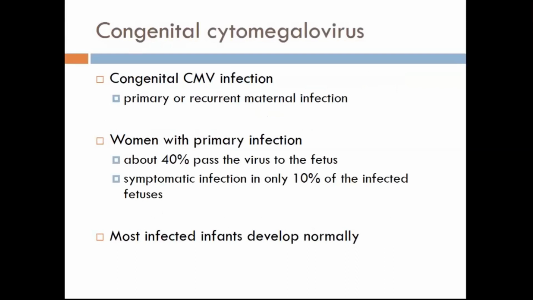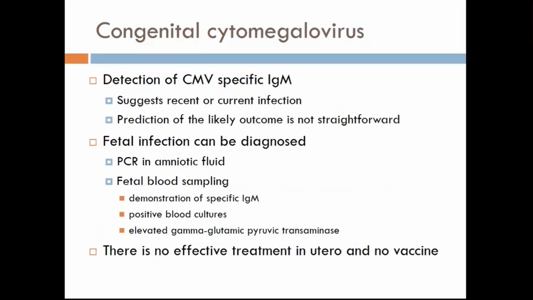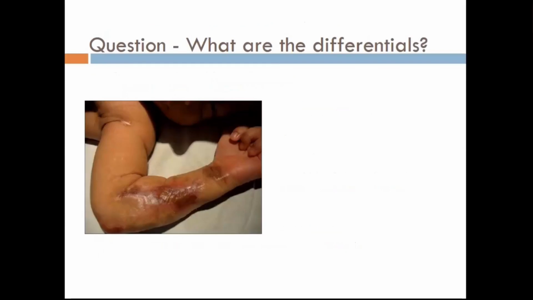So CMV is one which can be recurrent and generally it occurs in women who have some form of immunodeficiency, probably renal transplant or something. So primary and recurrent maternal infections can be there. About 40% pass the virus to the fetus. Symptomatic infection only occurs in 10% of the infected fetuses. So CMV is a very common infection, but only 10% of the fetuses will have the phenotypic effects. Most infected infants develop normally. CMV again can be detected in the fetus in various ways, as I have told you for rubella and toxoplasma. So what are the differential diagnoses?